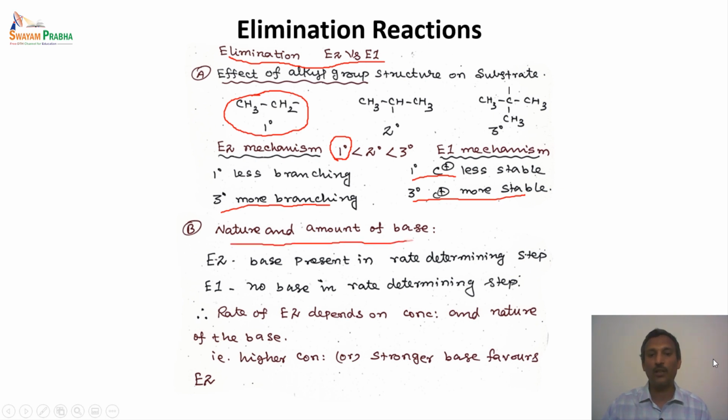And when we talk about the nature and amount of the base, in the E2 mechanism, the base is involved in the rate determining step, so a stronger base is essential for the E2 elimination. In the case of E1 elimination, the base concentration is not involved in the rate determining step, so the strength of the base does not affect the E1 mechanism. That's the reason we can say E2 depends on the concentration and the nature of the base. That means a higher concentration and a stronger base generally favor the E2 mechanism.